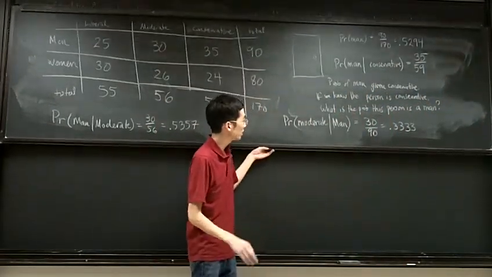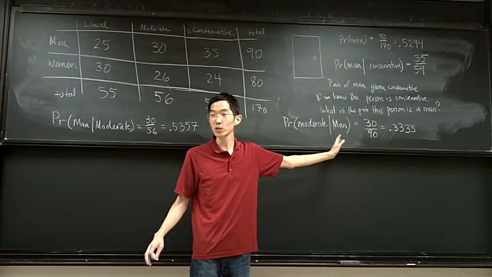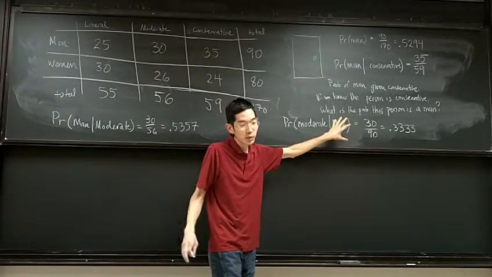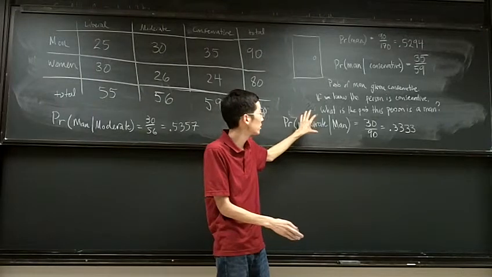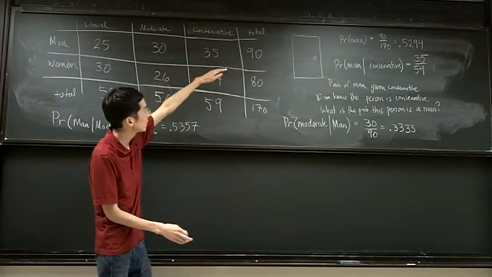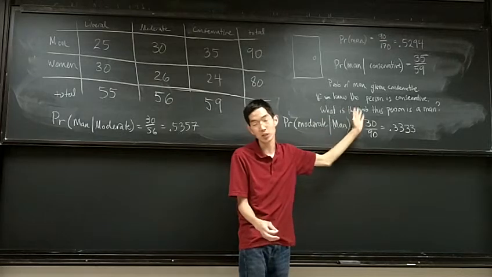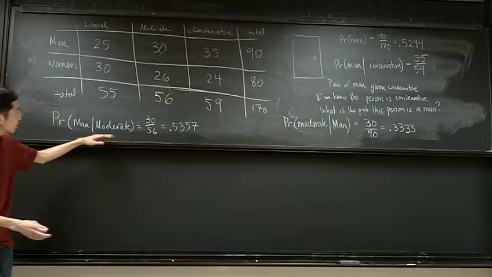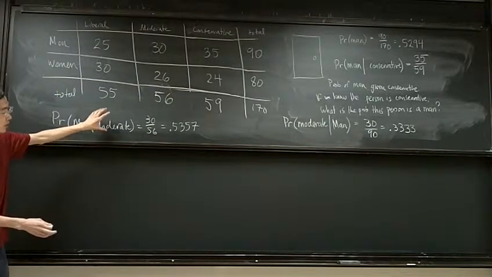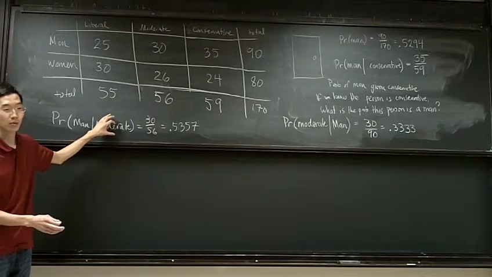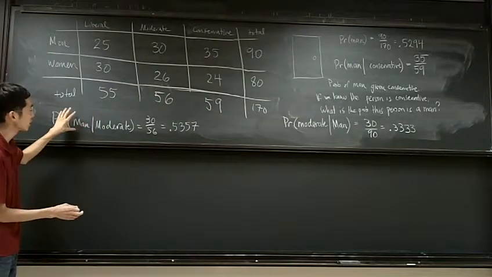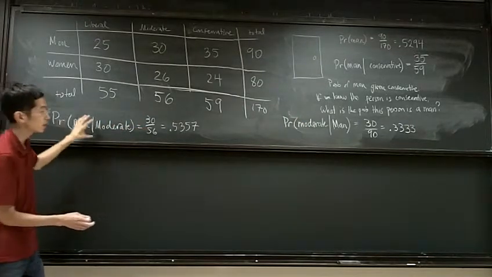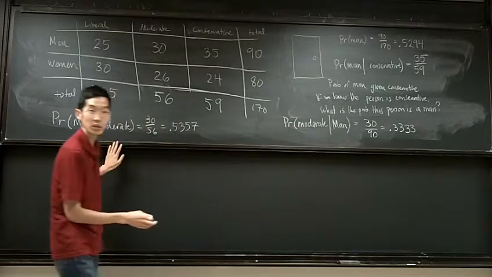This one, what is the piece of information we know about the person? We know that this person is a man. And we want to know what is the probability that this man has self-identified as moderate. Well, there's 90 men total, and of those 90 men, 30 of them have said, I'm moderate. So that answer is 0.3333. Over here, the piece of information we know is that the person has self-identified as moderate. What is the probability that that person is also a man? That is 30 out of 56, okay? You've got to know the difference between this and this.